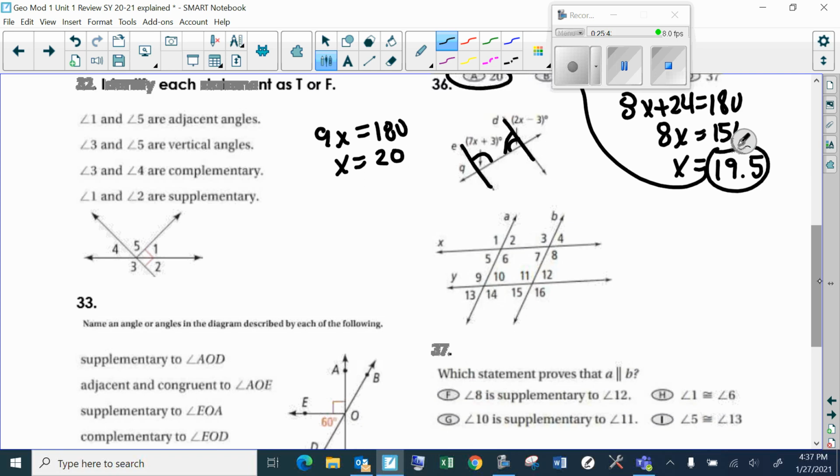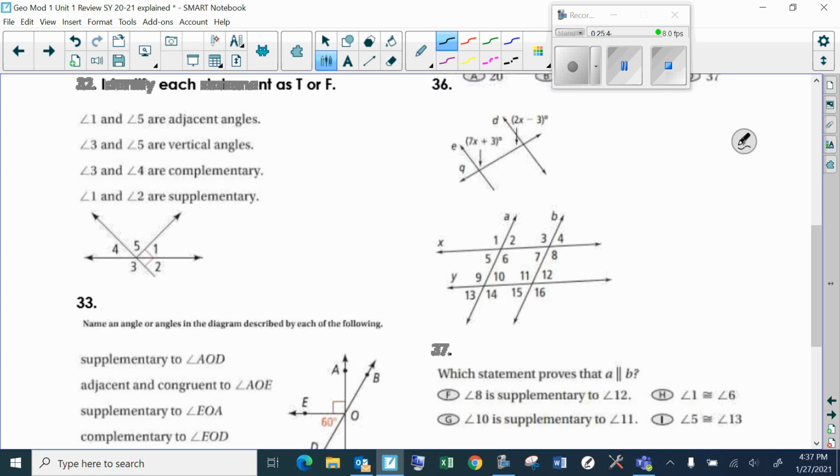Over here on 32, let me erase all this. We are identifying as true or false. Again, there's not true or false on here. You actually will name these types of angles. So you got to practice on that on problem 1, 2, and 3. Now you're just using the numbers here.